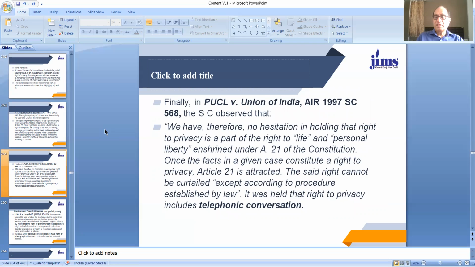Then we have on telephonic conversation another case, PUCL versus Union of India, where the Supreme Court observed that we have no hesitation in holding that right to privacy is a part of right to life and personal liberty enshrined under Article 21 of the Constitution. Once the facts in a given case constitute a right to privacy, Article 21 is attracted. The said right cannot be curtailed except according to procedure established by law. It was held that right to privacy includes telephonic conversations also. If I am talking to someone, it is my privacy.